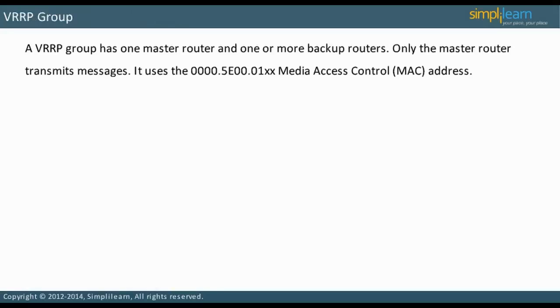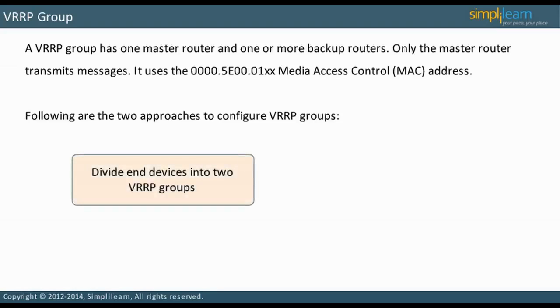A VRRP group has one master router and one or more backup routers. The master router transmits messages using a particular MAC address as shown on the slide based on the VRRP group. VRRP groups are configured using one of the same two approaches as HSRP groups.